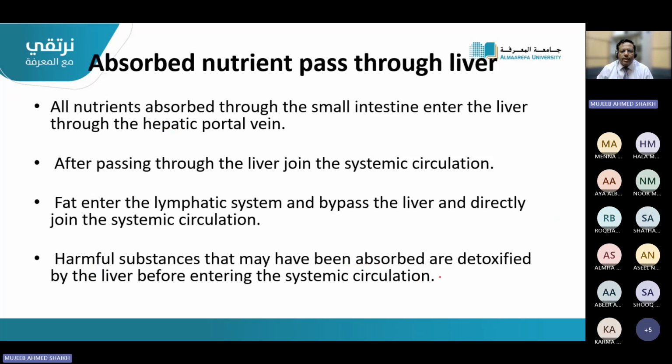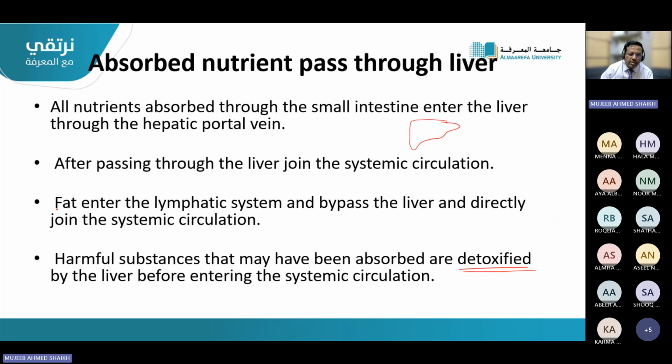Then the absorbed nutrients will pass to the liver. All these capillaries will join to form the portal vein, and this portal vein will drain into the liver, and the liver will start metabolizing it. If there are any harmful substances, they will be detoxified by the liver. So the liver will perform purification of these absorbed nutrients.